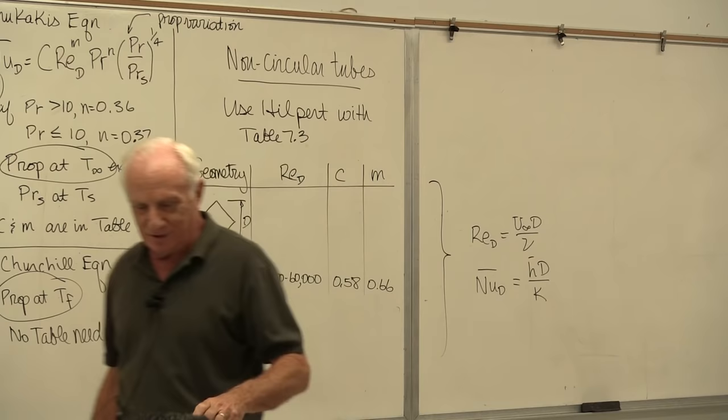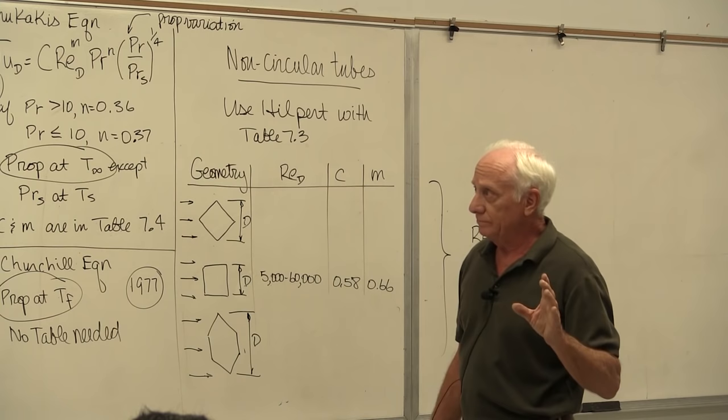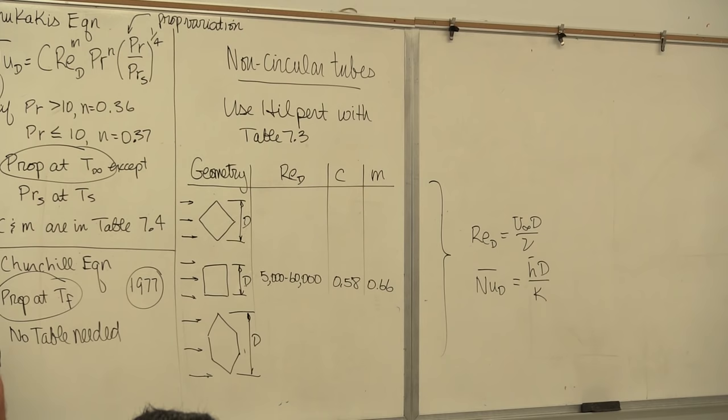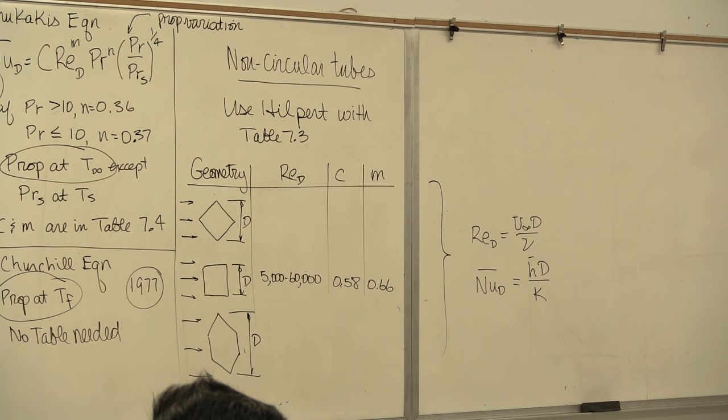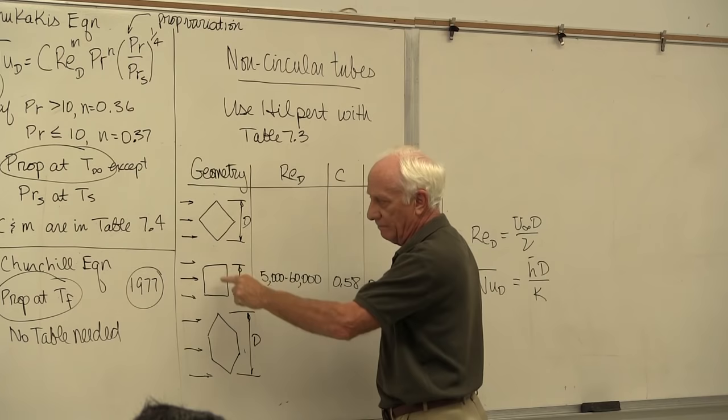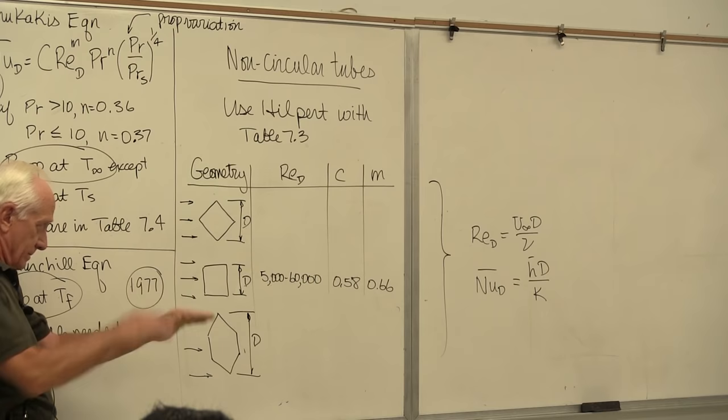The Reynolds number is U, a velocity, times some dimension divided by a property. What dimension? Well, if it's a flat plate, the dimension is X. If it's a circular tube, the dimension is D, the diameter. If it's a non-circular tube, it's the distance from the top to the bottom of what the air sees. Here's the air approaching here. What I see in front of me, this tube here, is that distance, top to bottom.